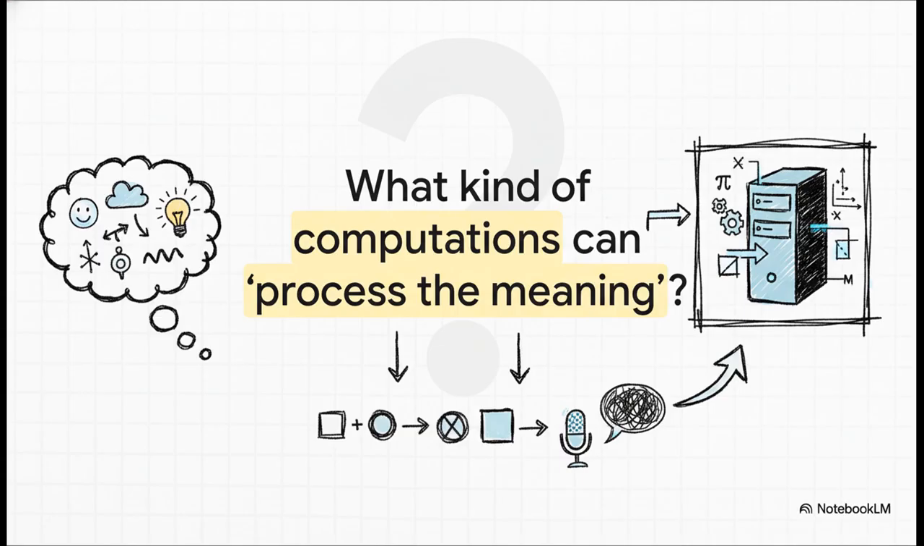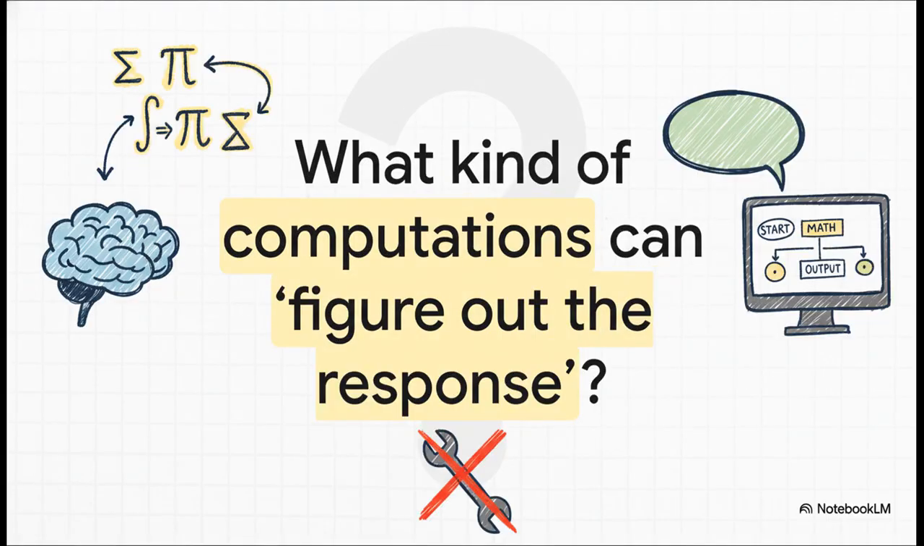How in the world do you turn a sentence into a set of numbers that somehow captures its essence, its feeling, its entire context? Think about that for a second. And then building right on top of that, what kind of computations can figure out the response? So once you have those numbers that supposedly represent meaning, what math do you do to them to generate a new set of numbers that represents a totally new, relevant, and coherent sentence?